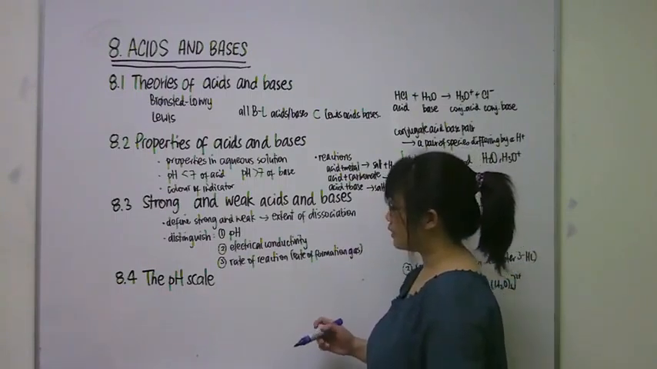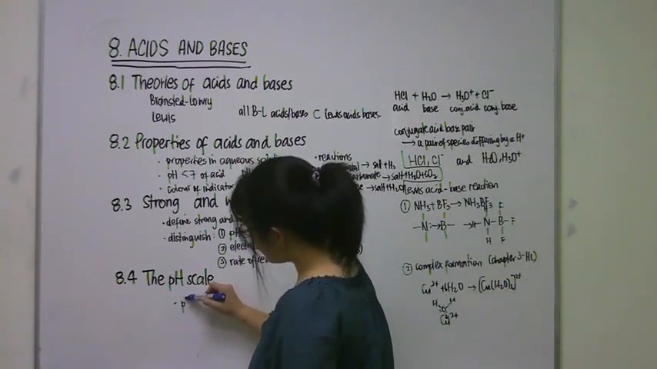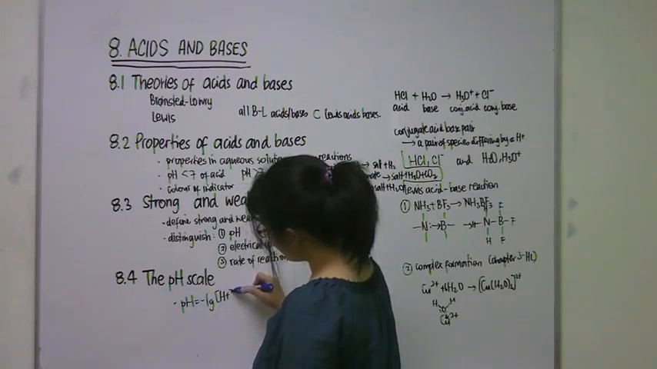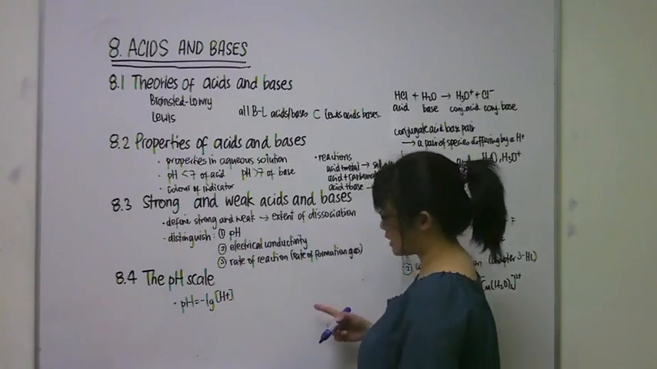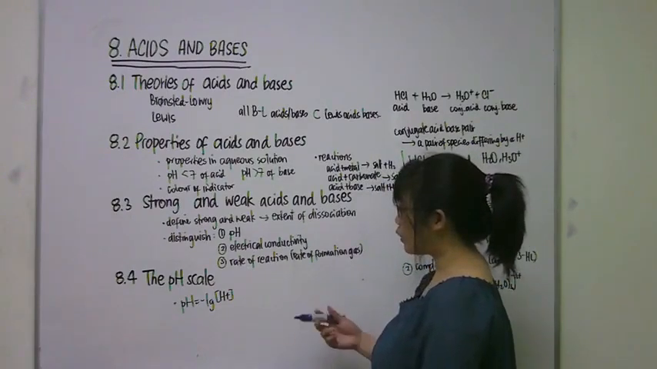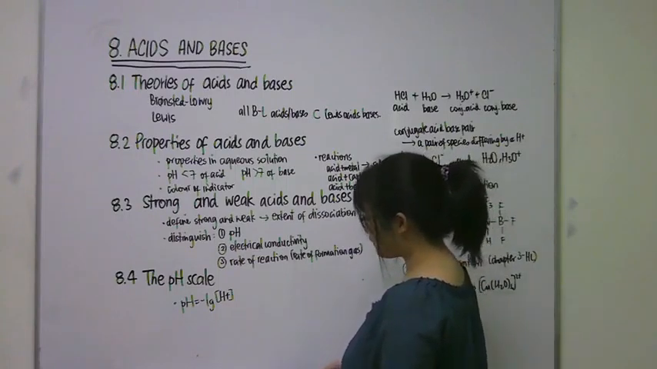The last one is about the pH scale. You can explain briefly that pH is minus log of the concentration of H plus. This is not required at the standard level. We can give them an introduction of this and hopefully it will help them in understanding.